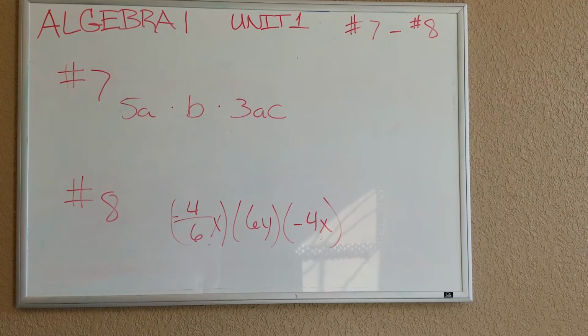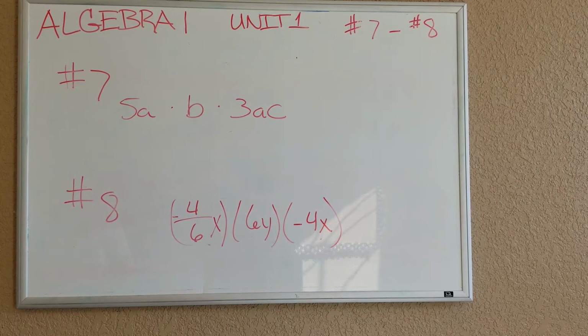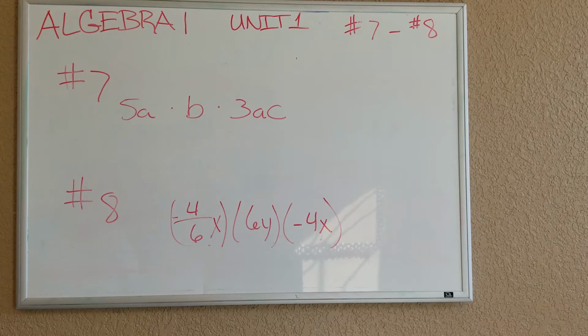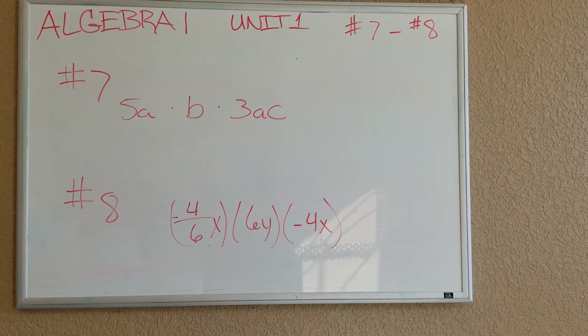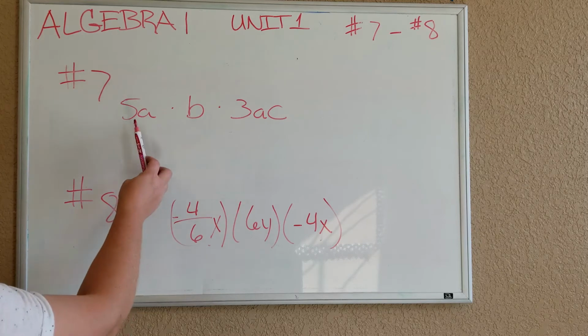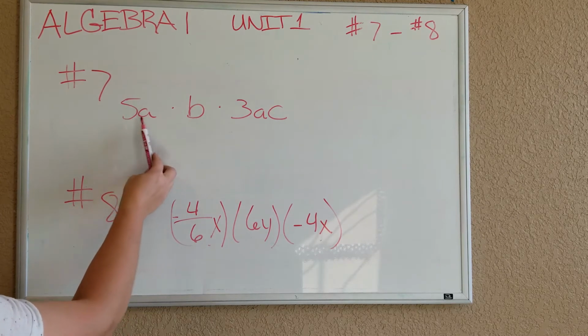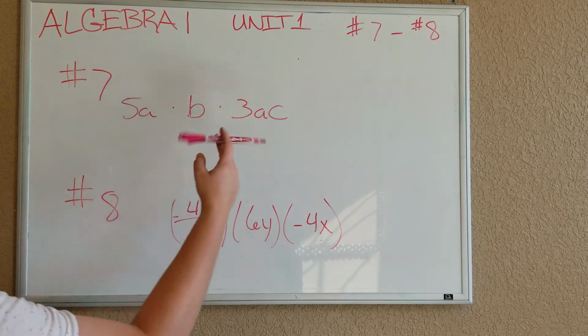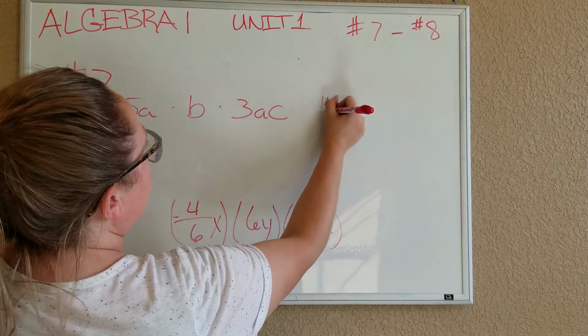So number 7, they say to simplify 5a times b times 3ac. So you're multiplying. When you multiply coefficients with variables, you multiply the numbers. So this is 5 times 1 times 3. So 5 times 3 is 15.